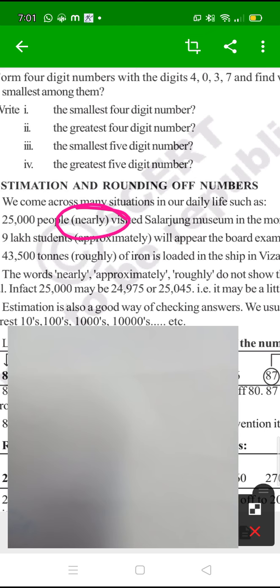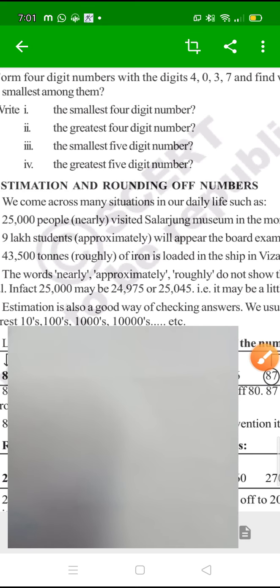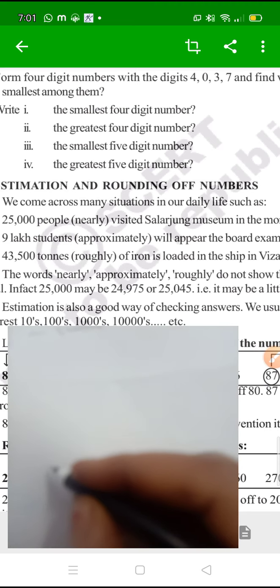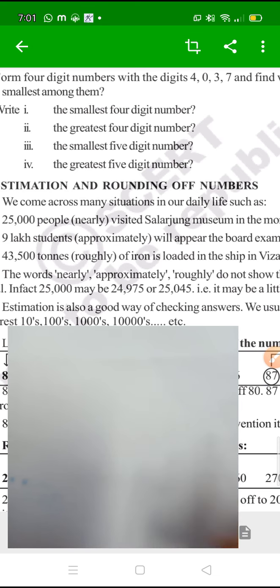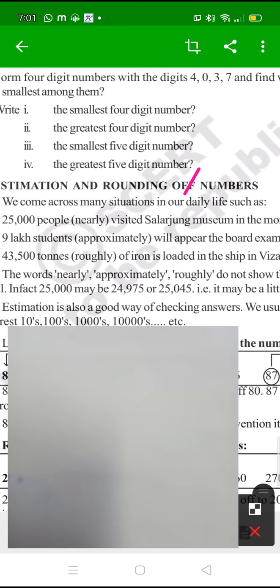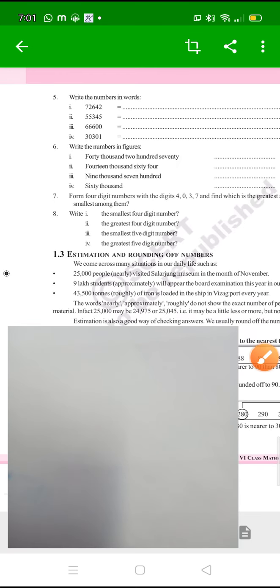9 lakh students approximately, roughly 45,500 tons roughly. Used like this, they are not telling the exact numbers. They are saying approximately, nearly, roughly. The words nearly, approximately, roughly do not show the exact number of the people or the material.